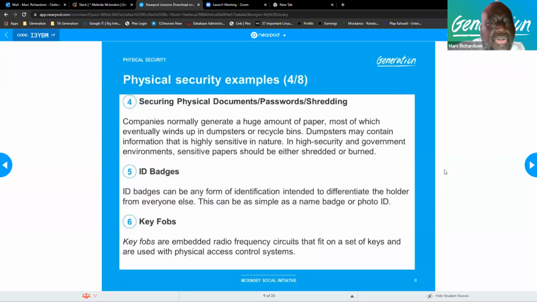Okay. Disposing of physical documents, passwords, and shredding. Companies normally generate a huge amount of paper, most of which eventually ends up in dumpsters or in recycle bins. Dumpsters may contain information that is highly sensitive in nature. In high security and government environments, sensitive papers should be either shredded or burned. And a lot of big companies, what you will find is they will have outside companies come in and actually collect their paper and either shred it on site, or they secure it and shred it and burn it at another location.